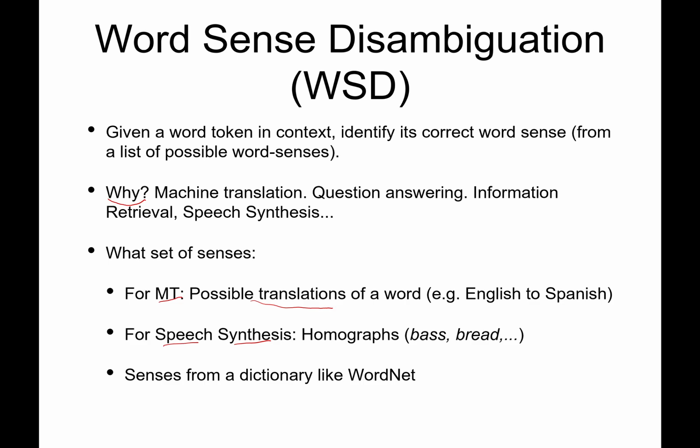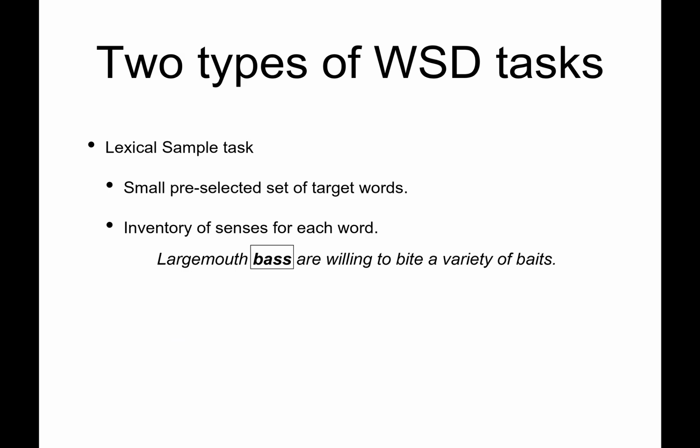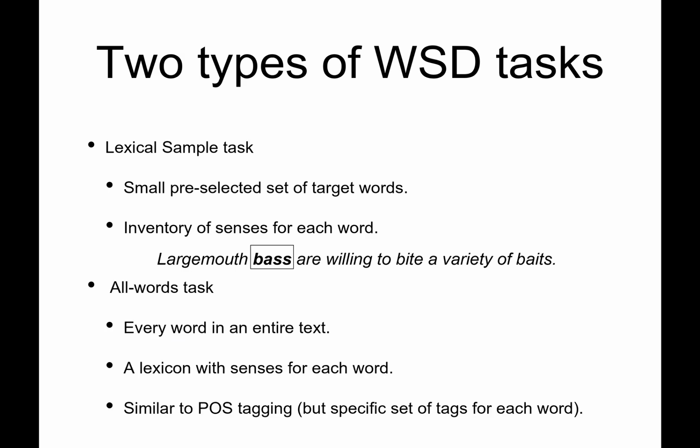It has to know which sense a certain word is meant in a sentence, because there are specific words like breed, bread, and base, bass, where your speech synthesis will be erroneous if you didn't know what sense we're talking about. All right. So there are two types of word sense disambiguation tasks: the lexical sample task and the all words task.